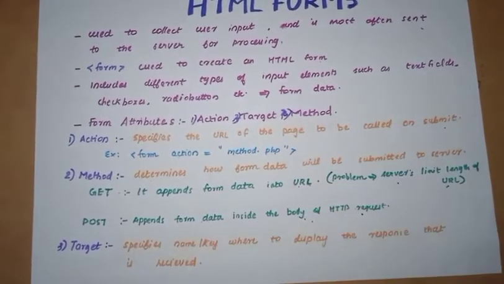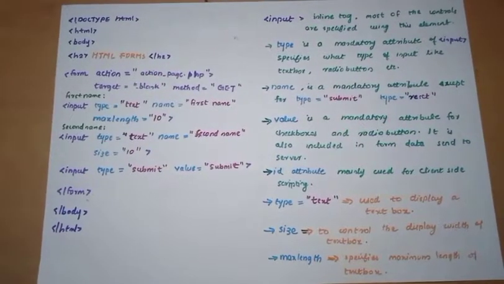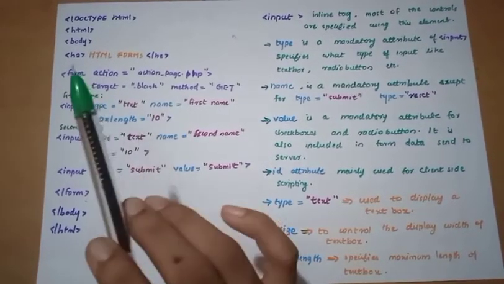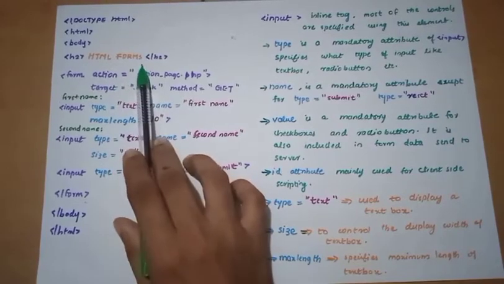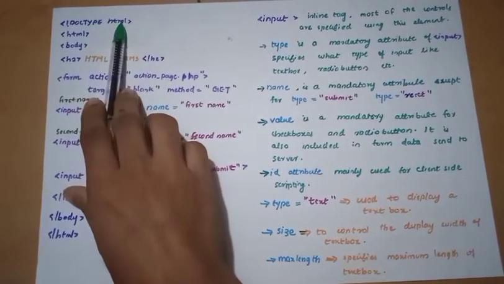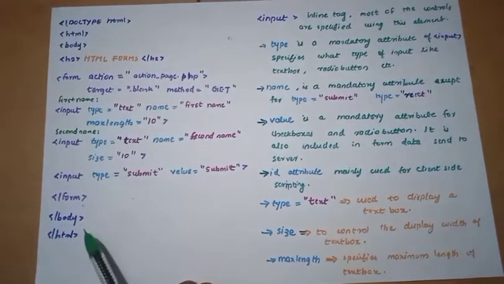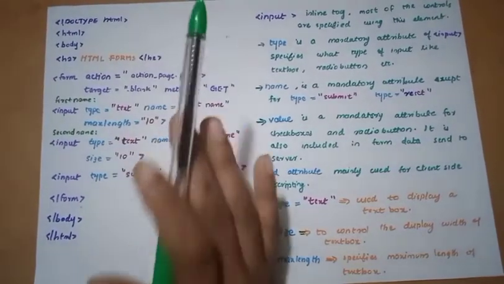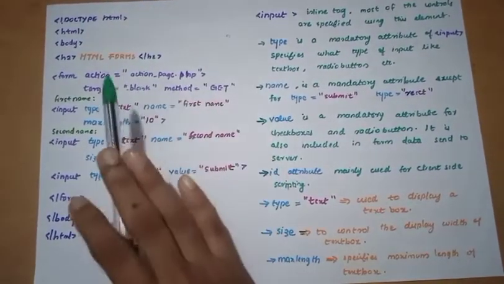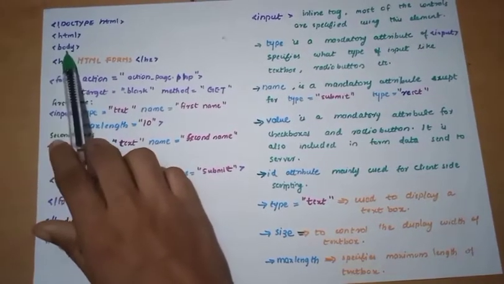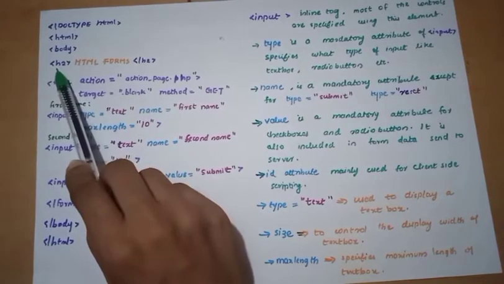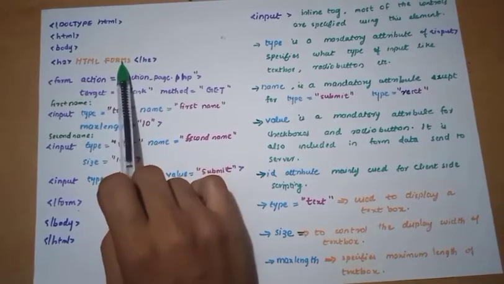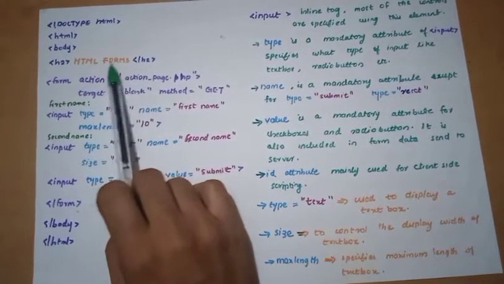So the next one, let's get into an example. This is just a simple example to create an HTML form. Normally we start with our starting HTML tag, then body. Inside body, everything that has to be displayed in the web page should be done inside this body tag. So we started with the body, and inside we have written a heading of H2 size, that is HTML forms. So that's our web page heading or form heading.